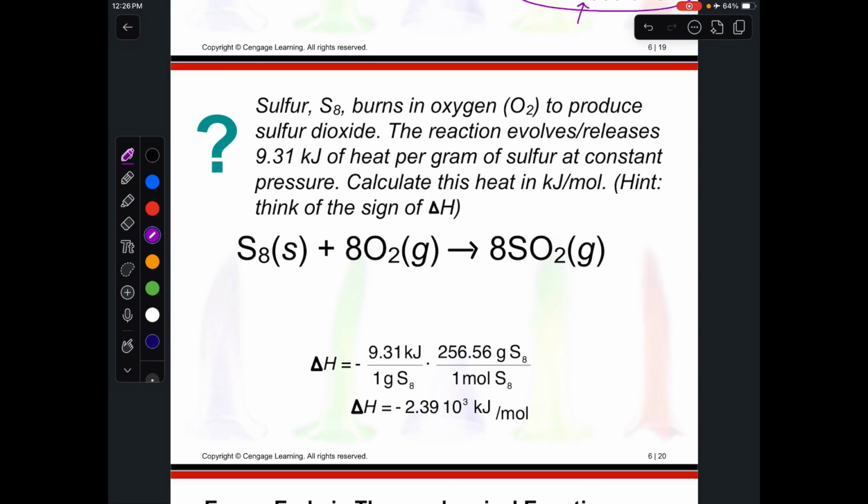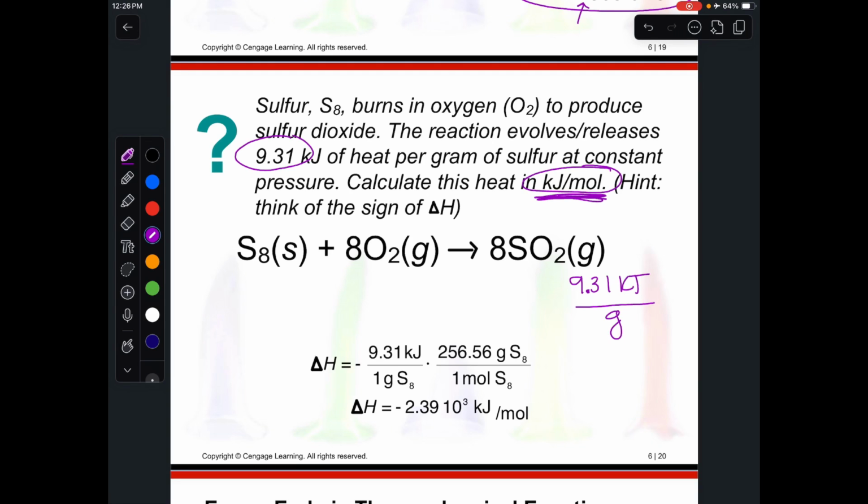So when we are given the equation S8 plus 8O2 yields 8SO2, we have the amount of heat being released as 9.31 kilojoules per gram. So let's go ahead and write that, 9.31 kilojoules per gram. And usually we don't see per gram as a unit, we usually see per mole, but we're actually going to be utilizing that gram in this one. Now we're going to calculate this heat in kilojoules per mole.